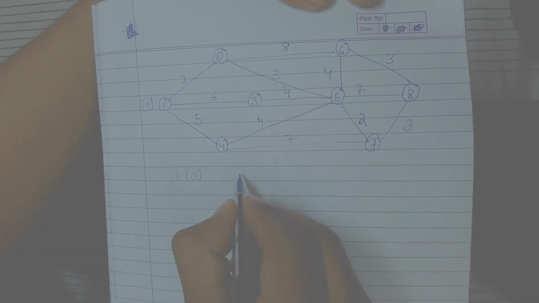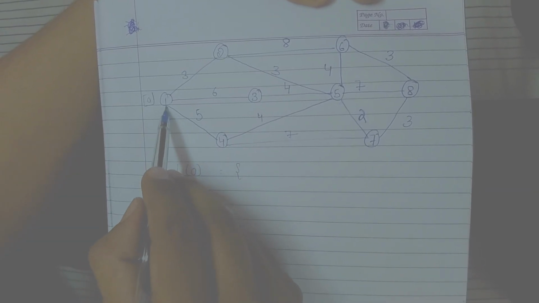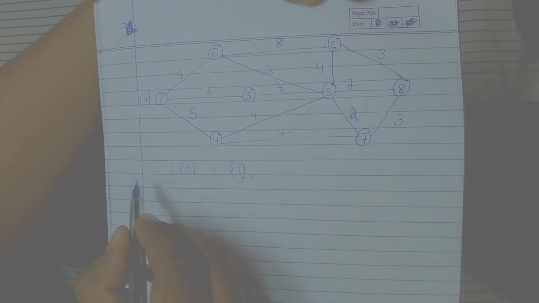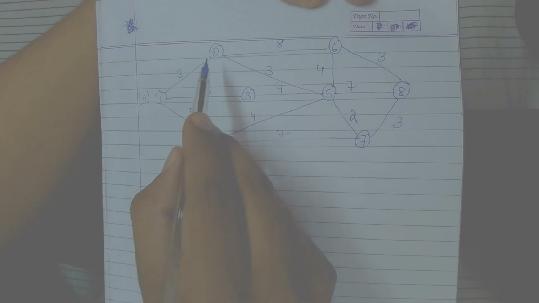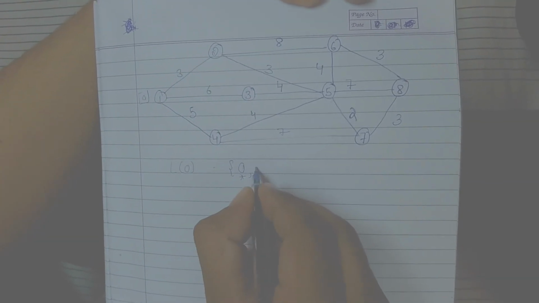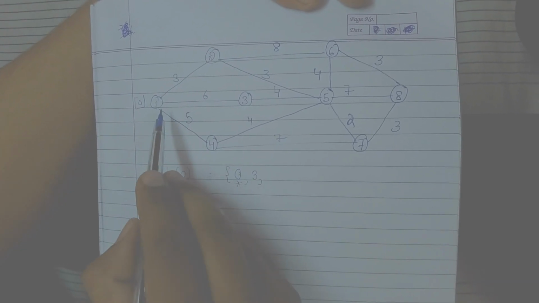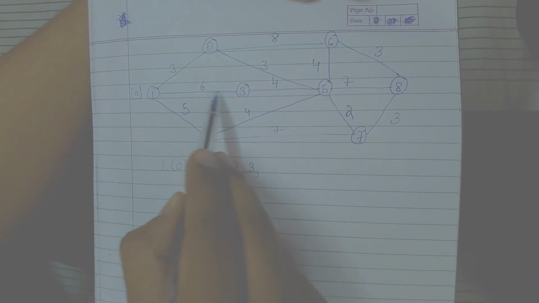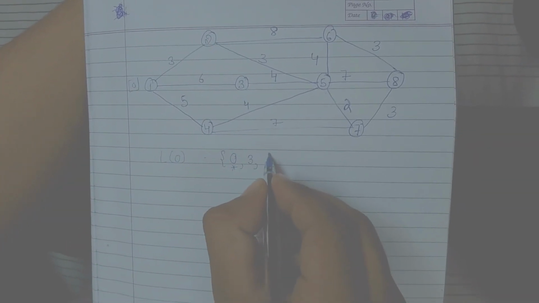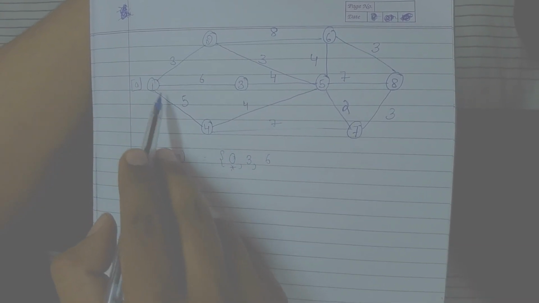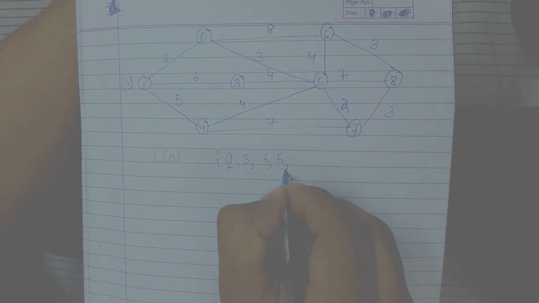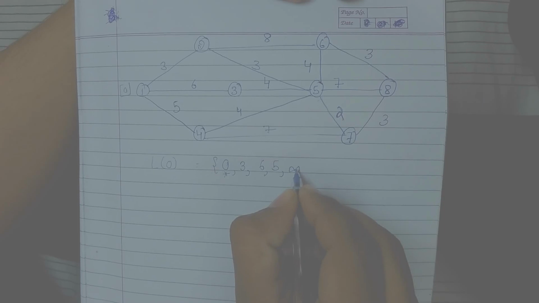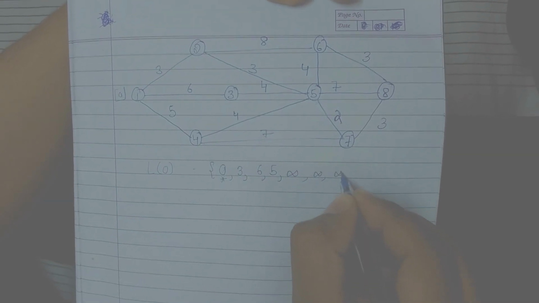We write L0 equal to the direct distance of the first node to the first node, that is 0, and we put a star in the beginning. The distance of the first node to the second node is 3, so we put 3 here, and that is the distance of the first node to the third node. But you see that all distances are direct, so we put 6 here, and similarly for 1 to 4, that is 5. All the others do not have any direct distances, that's why we put infinity for the 5th, and similarly for the 6th and 7th.